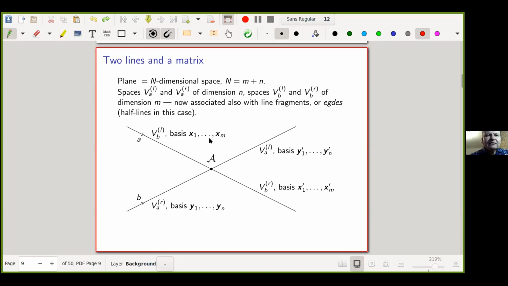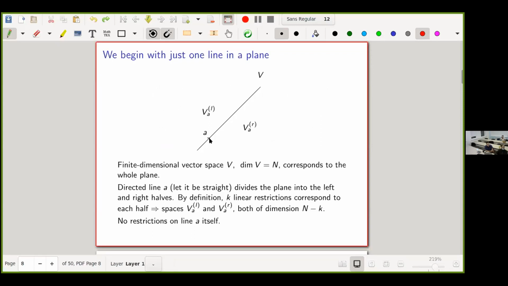Could I what? Sorry. To the previous page. Previous page. To the previous. Yes. What is the dimension of the space V? Okay. N.